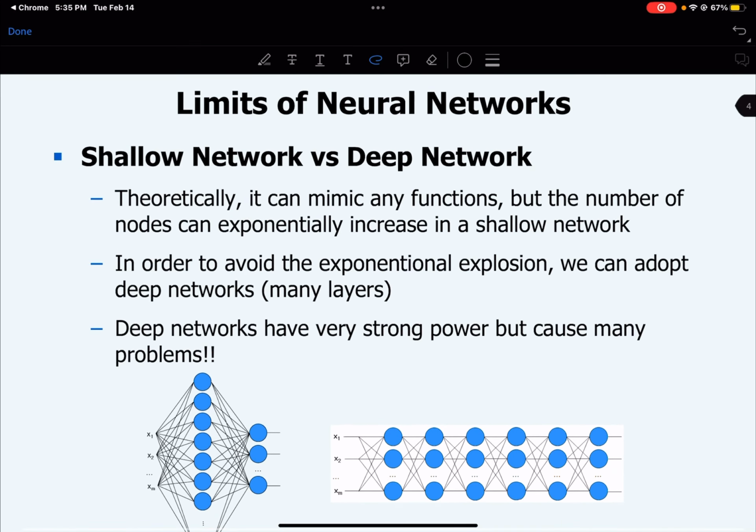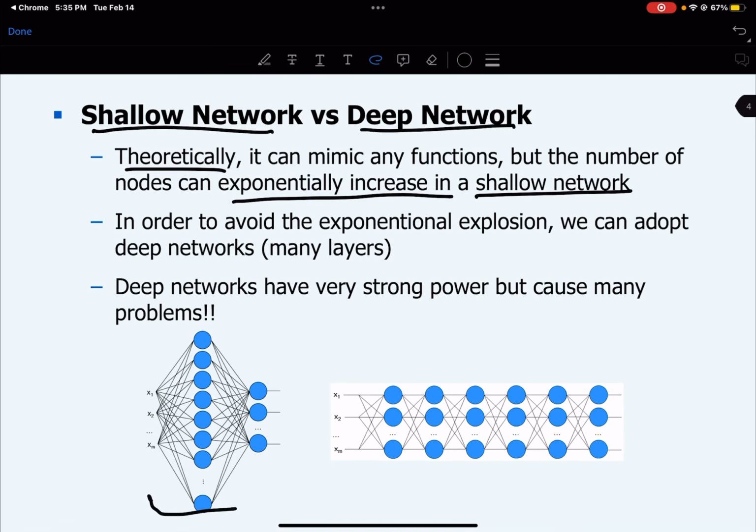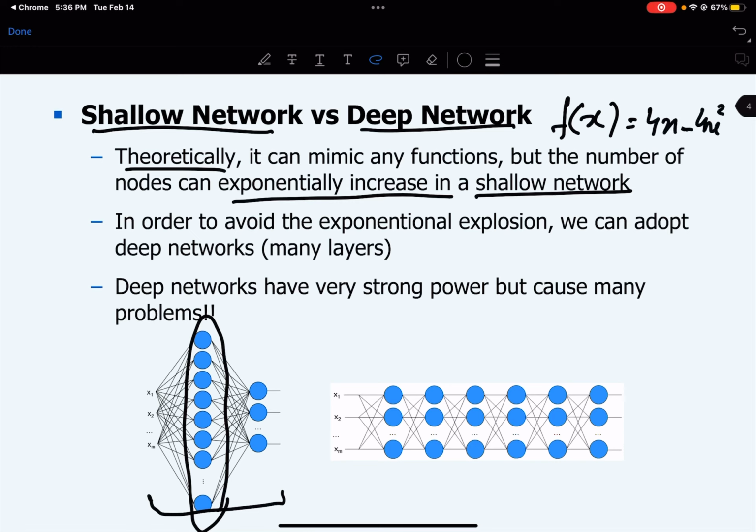What are the limitations of neural networks, shallow network versus deep networks? Theoretically, we have studied that a shallow network can mimic any function, but the number of nodes can increase exponentially in a shallow network. You can give your input in such a way that your first layer can have any number of nodes. If you want to mimic a function like a quadratic polynomial, we increase the number of nodes.